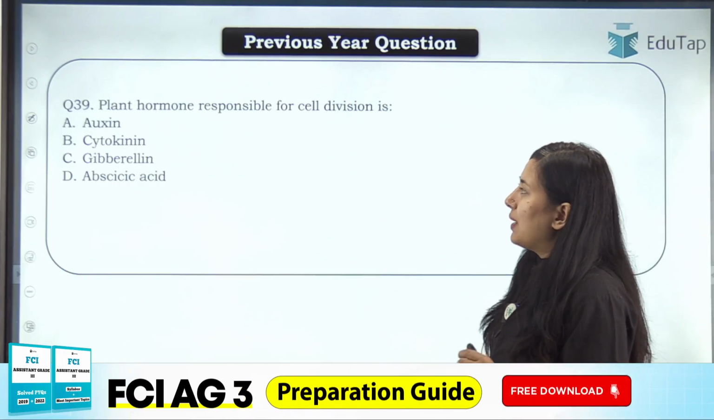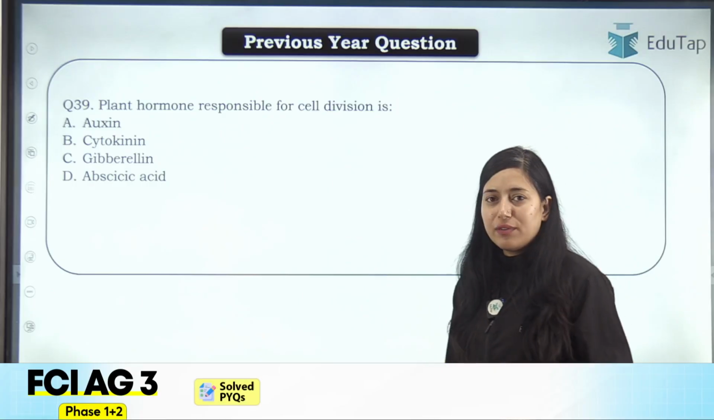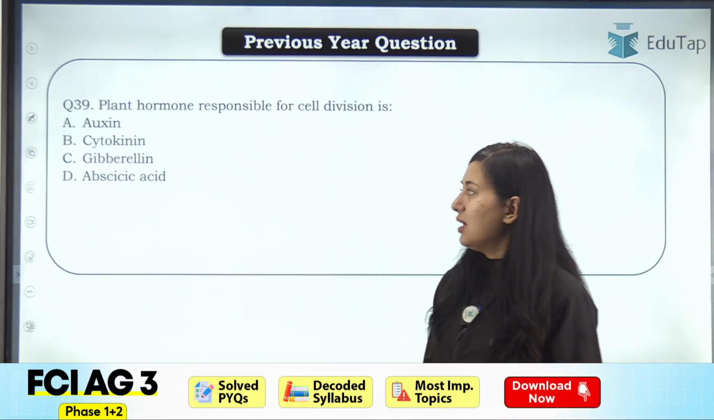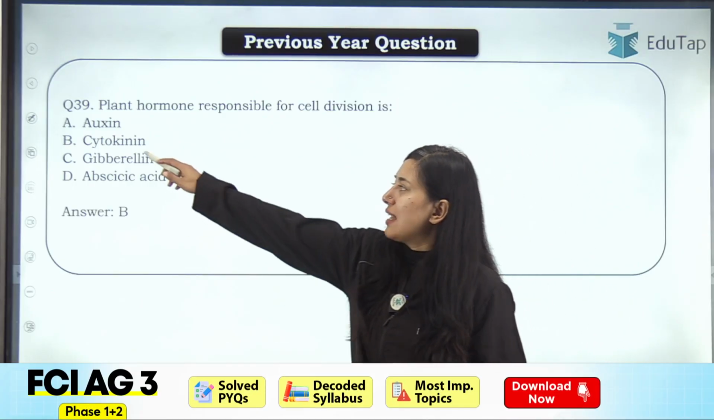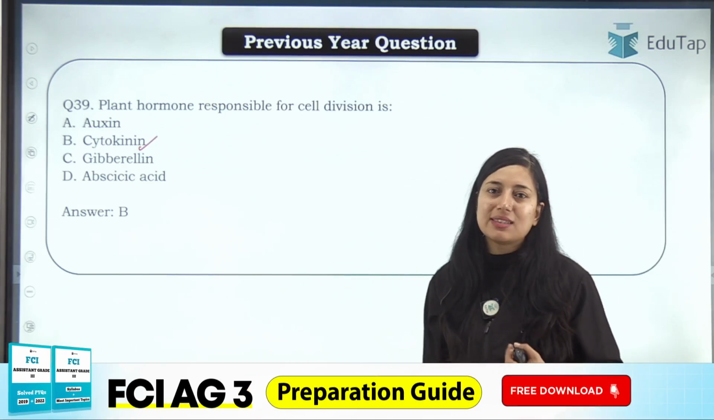Okay. Now, the plant hormone responsible for cell division is? So which of the following hormones is responsible for cell division? That has been asked. So it is cytokinin. Okay, so cell division in plants happens due to the hormone cytokinin.